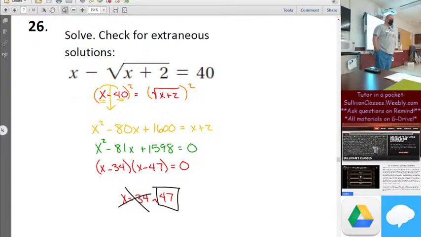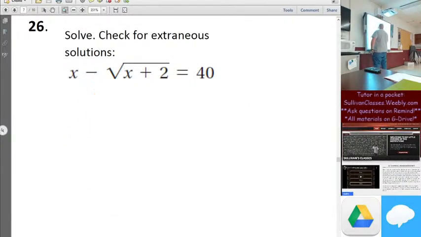Which is a good time to review back to what are the commandments of domain? Divide by 0, log a non-positive, even root of negative. I had an even root in my equation. That tells me I have to watch out. The directions don't always tell you to check for extraneous.